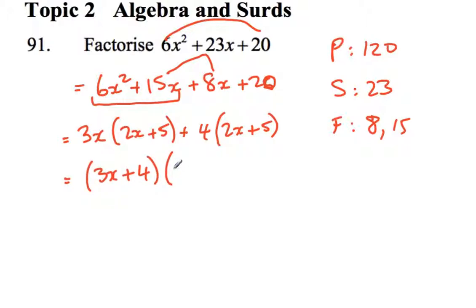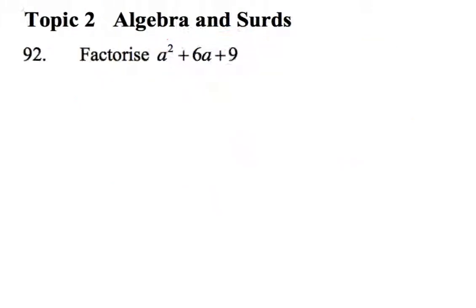And then just list the common bracket there, the repeated bracket, 2x plus 5 once. Alright, so that's a big one. We might have been there for a while with the list of factors of 120 that have got something to do with 23. But anyway, sometimes there's a challenge.